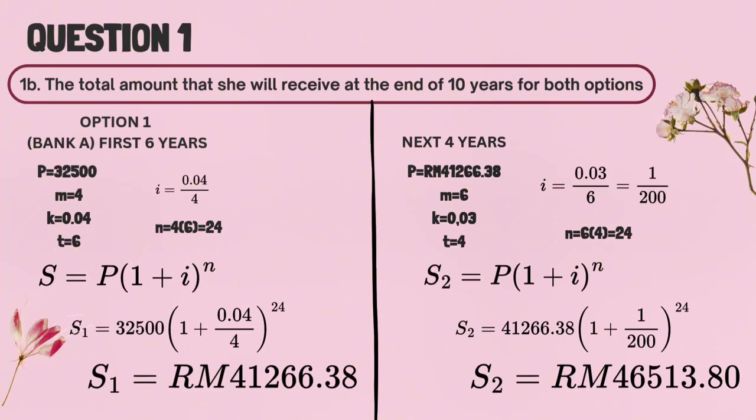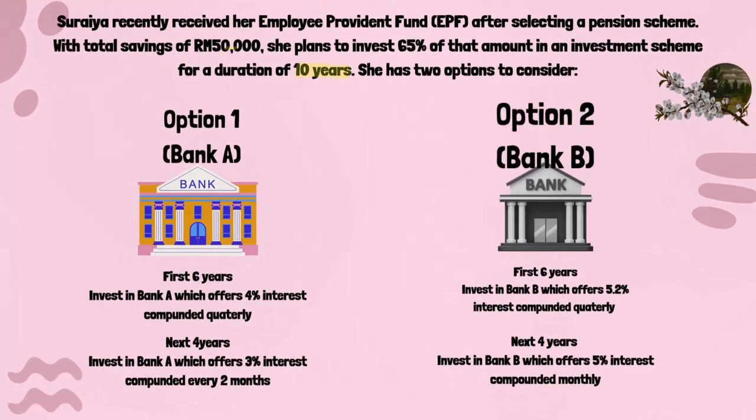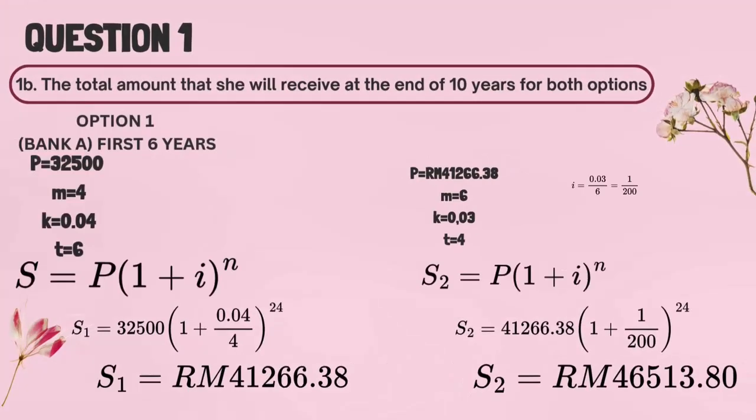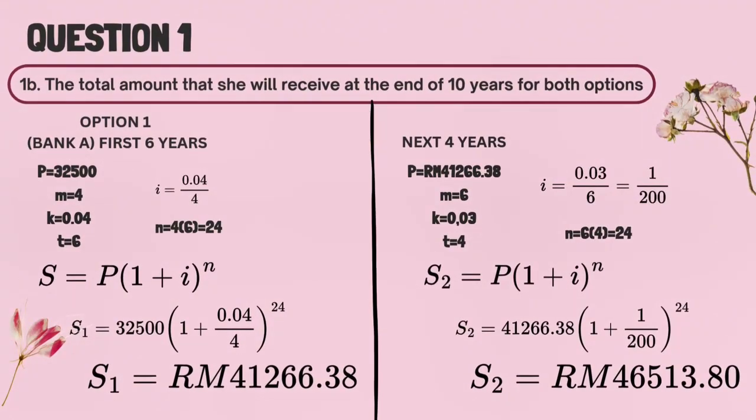As you can see here on the left, P equals 32,500, which is the amount of investment. M equals the conversion rate, which means how many times it is converted in 1 year. K equals the interest rate, and in this case, for the first 6 years, it is 4%. N equals M times T. M refers to the conversion rate, and T, which is 6 on the screen, refers to the 6 years.